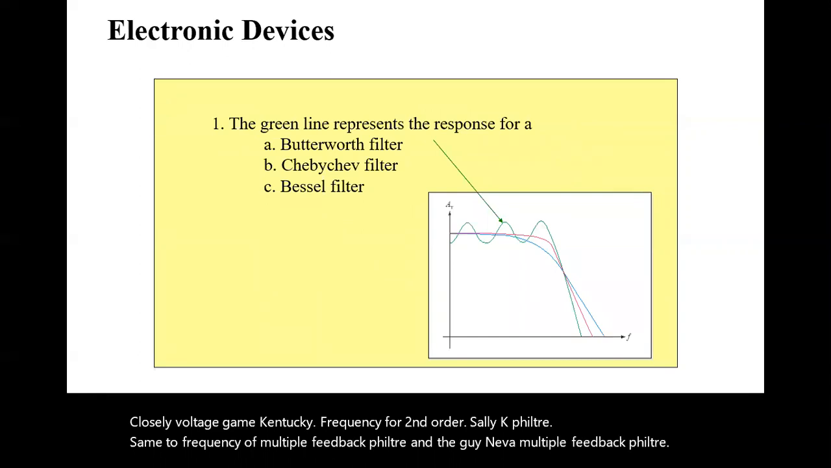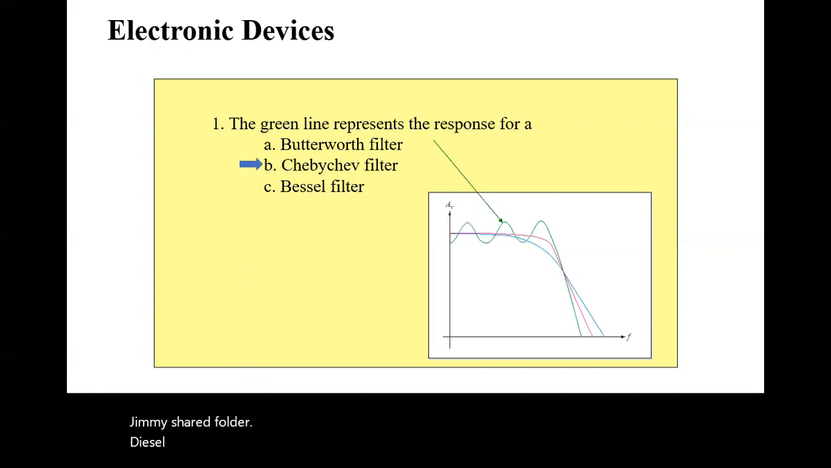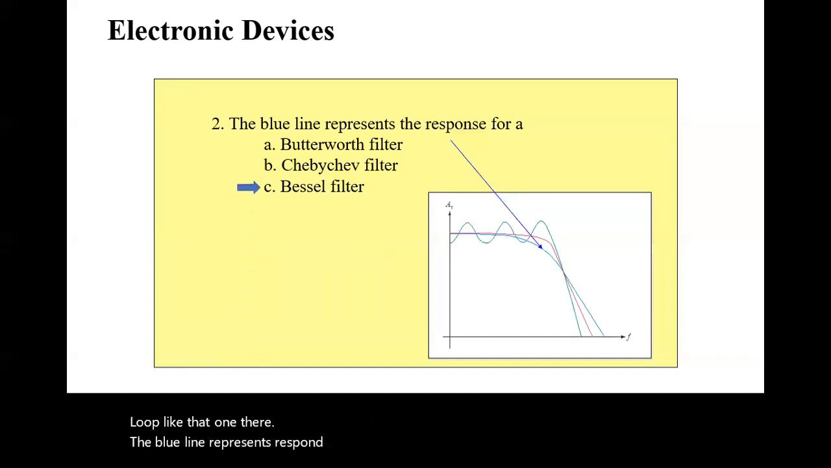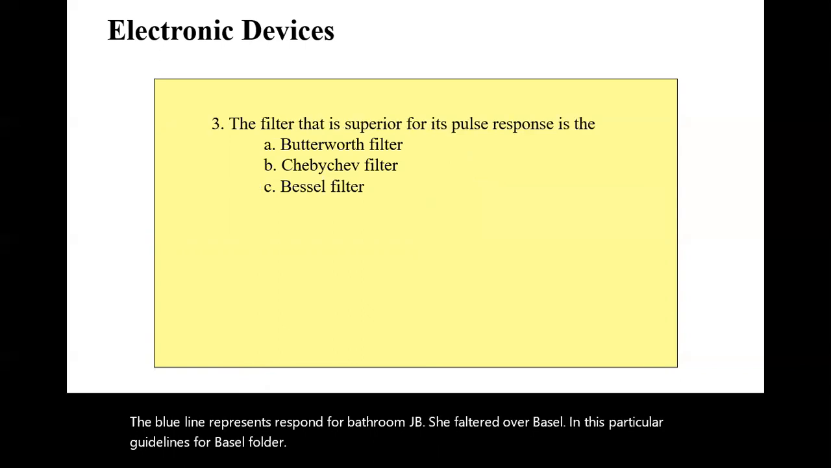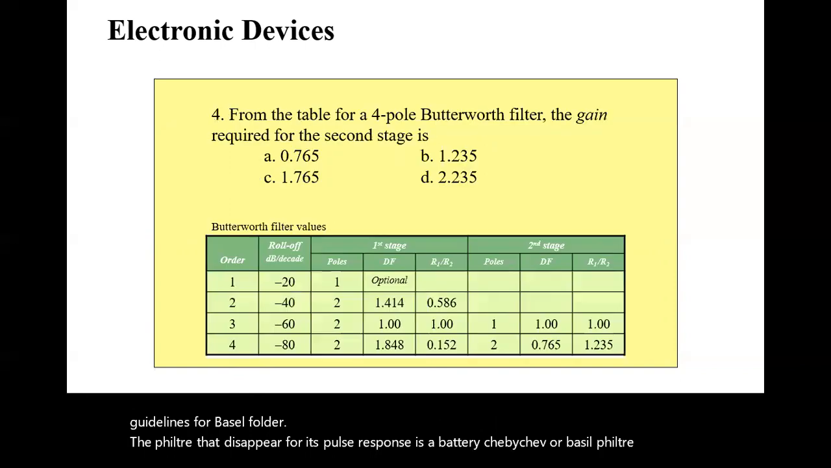Let's start. The green line represents the response for a Butterworth, Chebyshev filter, or the Bessel filter. In this case, that is a Chebyshev filter. You can see there, they've got a little loop like that one there. The blue line represents the response for a Butterworth, Chebyshev filter, or a Bessel. In this particular case, that is the Bessel filter. A filter that is superior for its pulse response is a Butterworth, Chebyshev, or a Bessel filter. That is the Bessel filter.